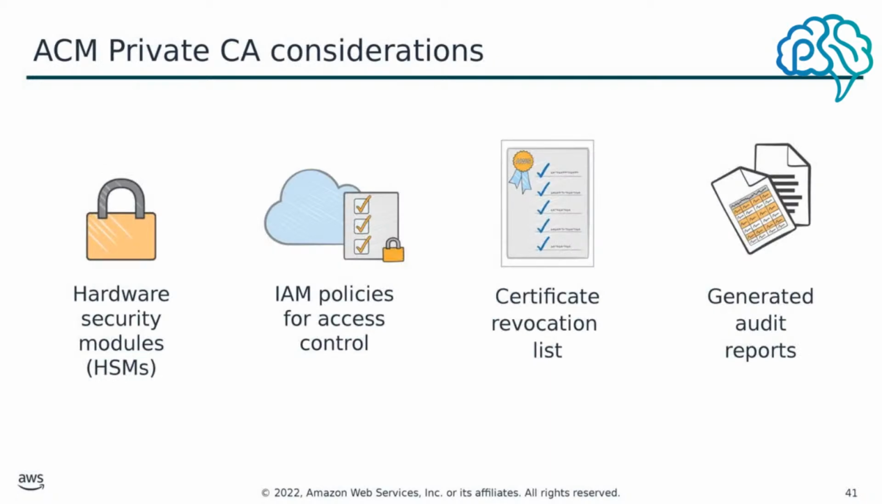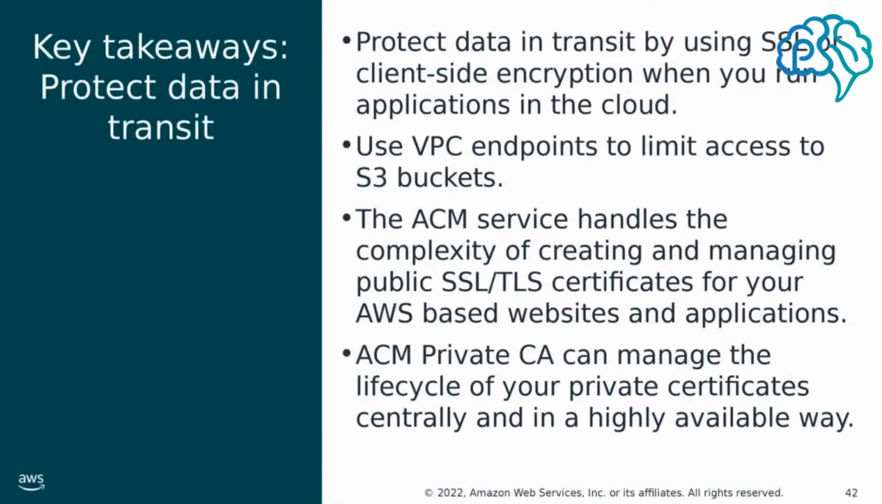In terms of private considerations here, it would be secured with HSMs, and these HSMs would adhere to the FIPS 142 Level 3 security standards to protect your private CA against key compromises. Key takeaways here are that you want to protect the data in transit, use VPCs, use the ACM service, and also you can do ACM private CA.